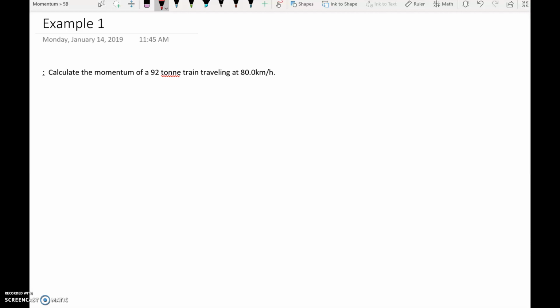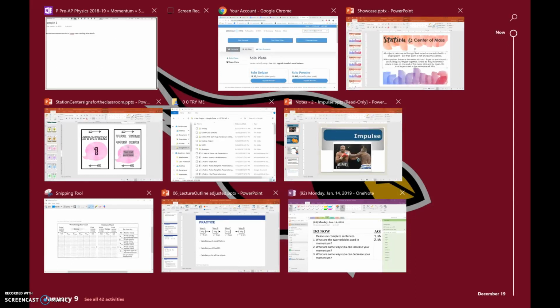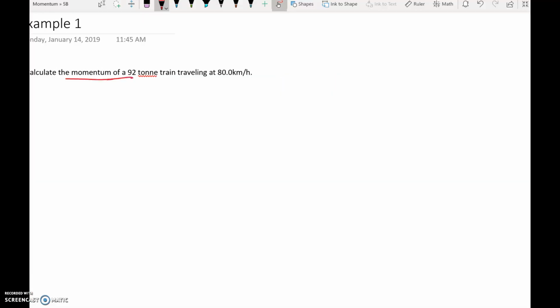All right, so we're going to calculate the momentum. That means we need to find P. 92-ton train. Look how they use 92-ton as an adjective. That means they're basically talking about tons as a mass. We also have our velocity is at 80 kilometers per hour. Honestly, this is pretty straightforward. We have a mass, we have a velocity, so we can go ahead.